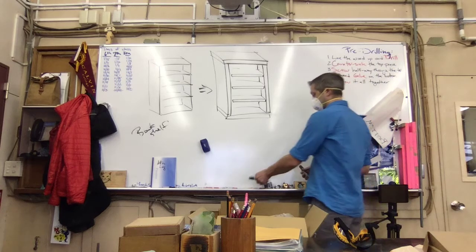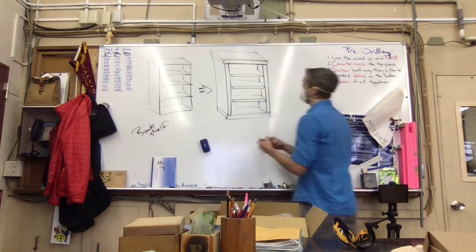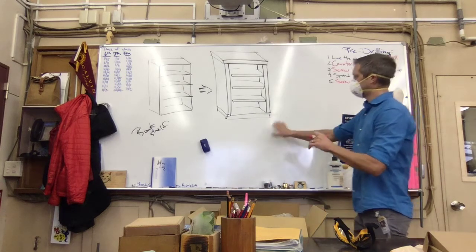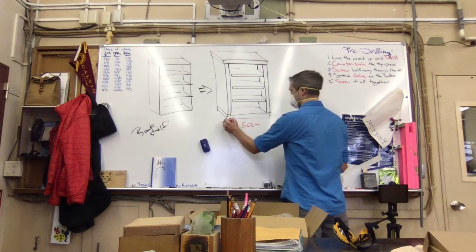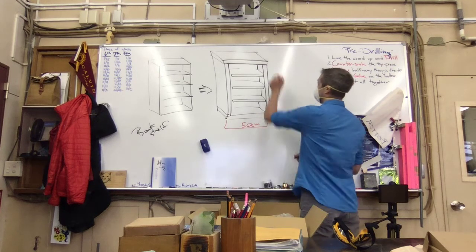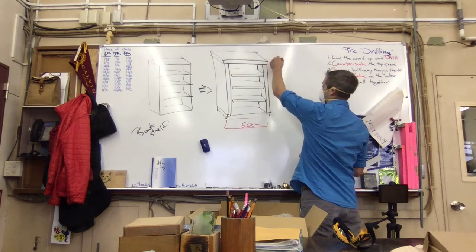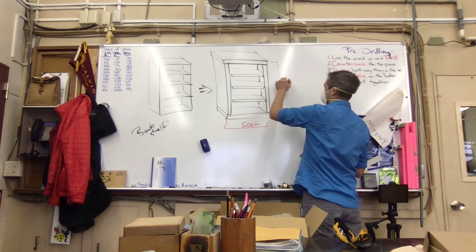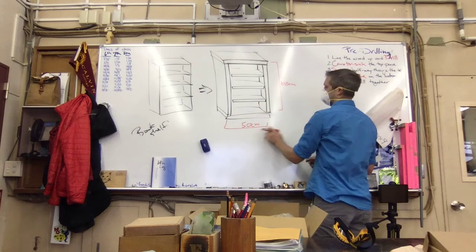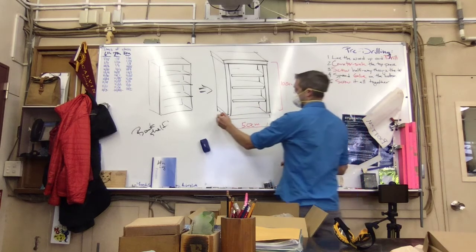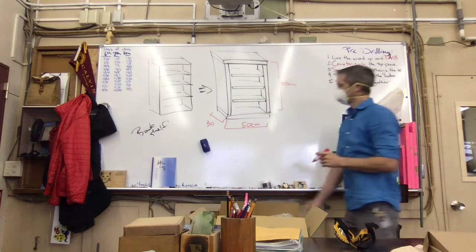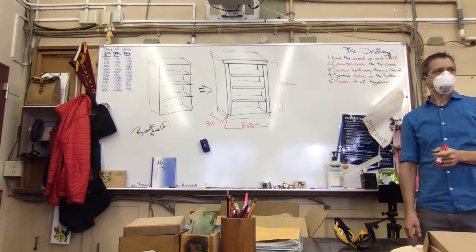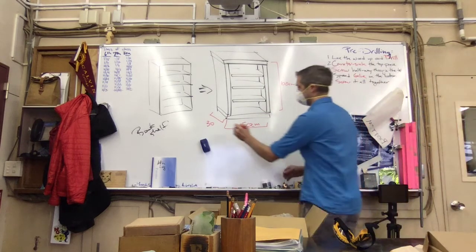Okay, let's say we're going to make this bookshelf, and it's going to be 50 centimeters wide. We like that, and that we want it to be 100 centimeters tall. I don't know, I'm just making stuff up. And it's going to be 30 centimeters deep. Okay? So we've got the numbers, the dimensions here, 30 centimeters.